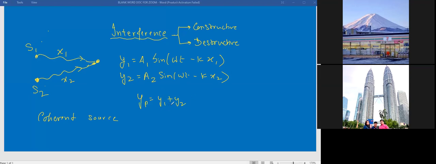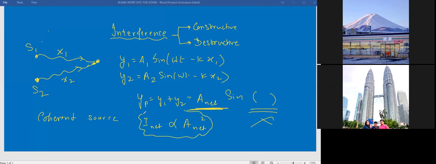There is some maths involved, but that detail of maths is not important. What is important is when we add these two, we will get some net amplitude times sine of something. This is also not required. Important is this net amplitude, because net intensity at any point is directly proportional to the square of amplitude. So we will see how intensity varies at a particular point when the two waves interfere.